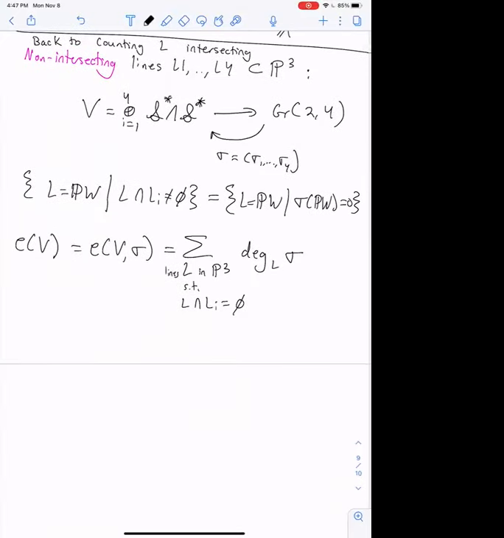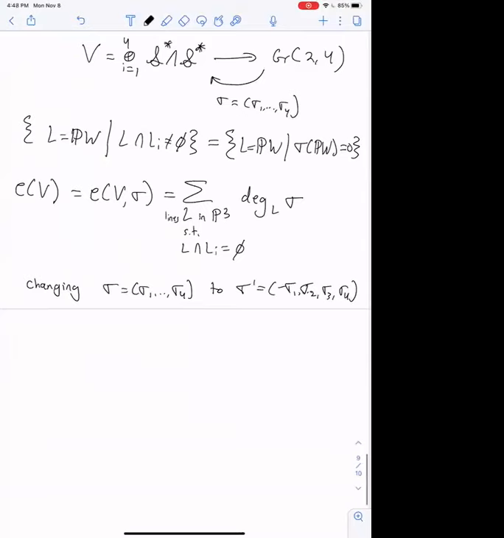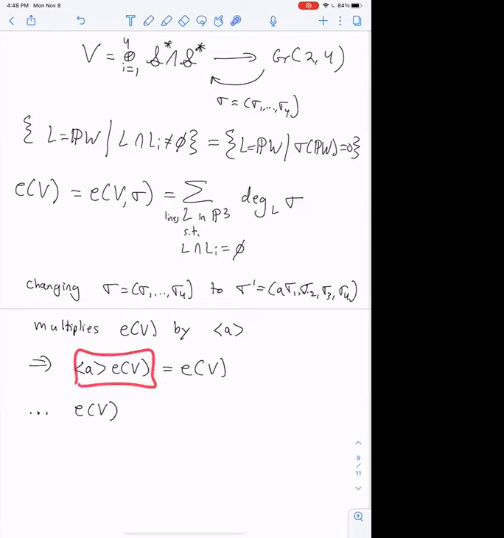And now we can do the same trick we did with changing the sigma. So if we change the section to the section where we took minus sigma 1, sigma 2, sigma 3, sigma 4, then all of our Jacobians change sign. So it multiplies EV by minus 1. And while we're at it, we can multiply EV by A, which means we have that A EV is EV. And you can jack this up to a proof that EV has to be a multiple of the hyperbolic element, which had this special property that when you multiplied by A, you didn't change the hyperbolic element. So it is a multiple of H.